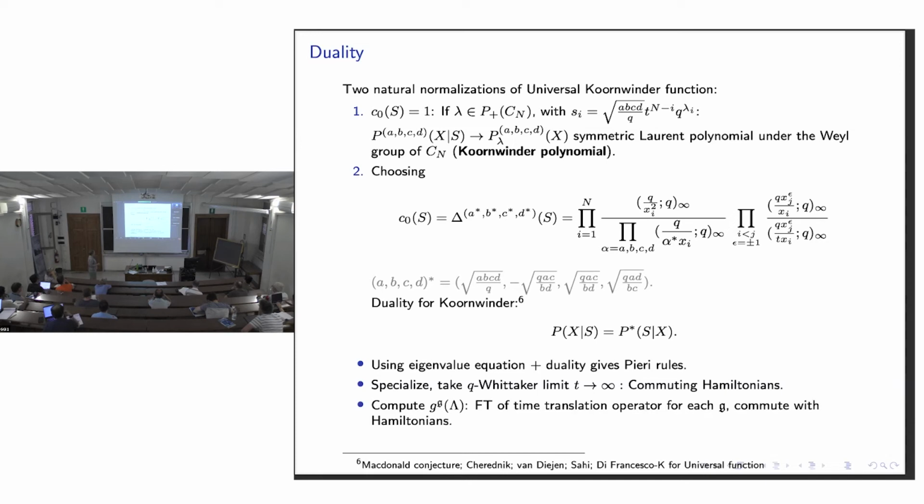Okay, so we repeat the same program. We use the eigenvalue equation and the Pieri rules for Koornwinder polynomials, specialize and take the q-Whittaker limits. We get commuting Hamiltonians. And so now we have the commuting Hamiltonian for each affine root system. And so some of these are new and some of these were known before. They come from, oops.